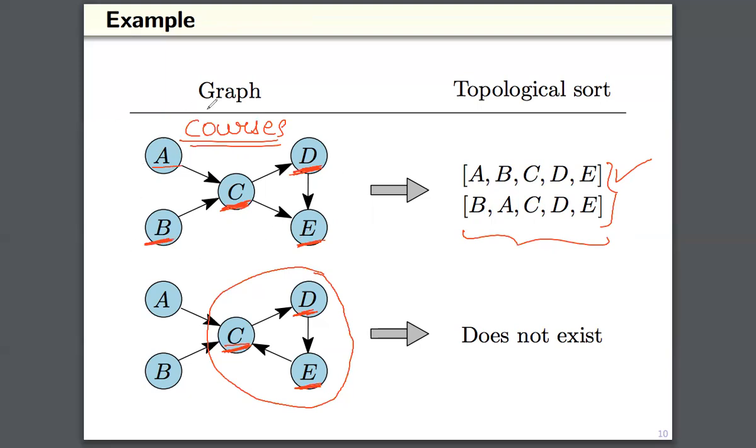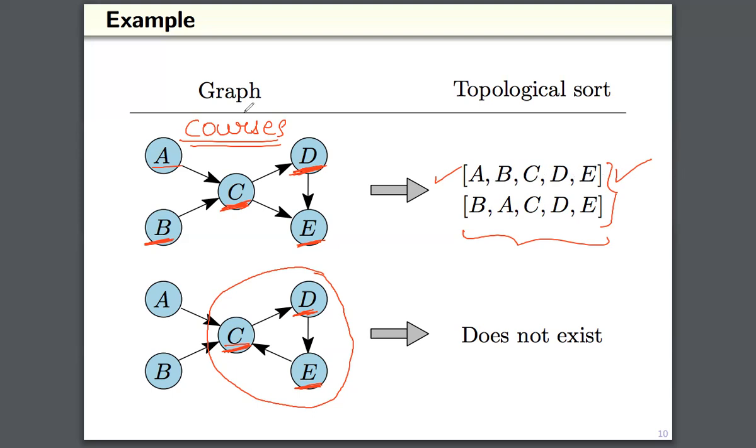Suppose this is the prerequisite graph. Then it is impossible for you to take course D first. Correct? Or you cannot take course C, or you cannot take course E first. Why? You need to follow the prerequisites. So this sorted order is something like the order in which you meet all the prerequisites.